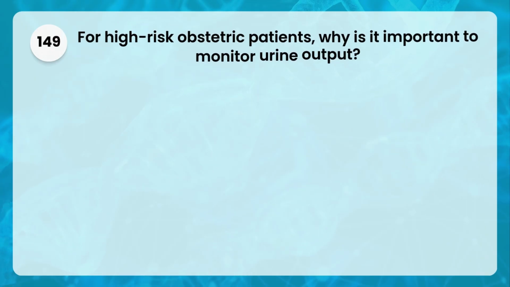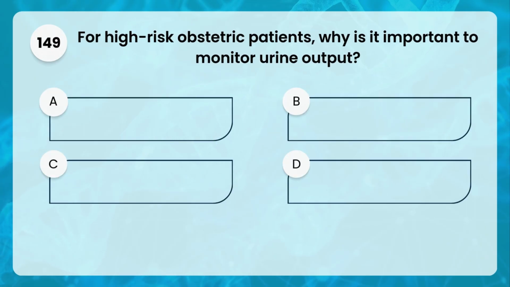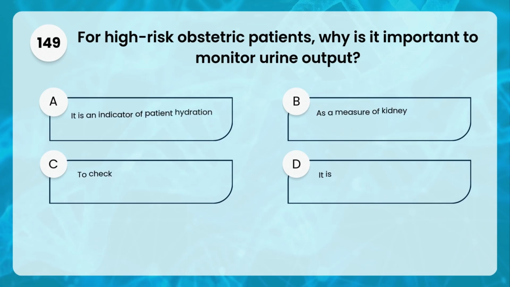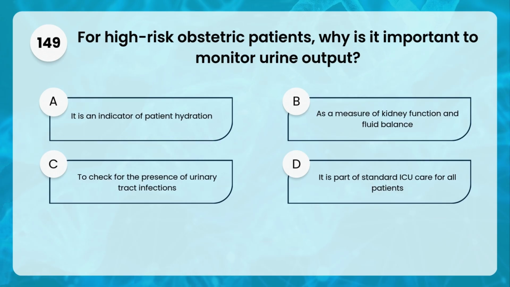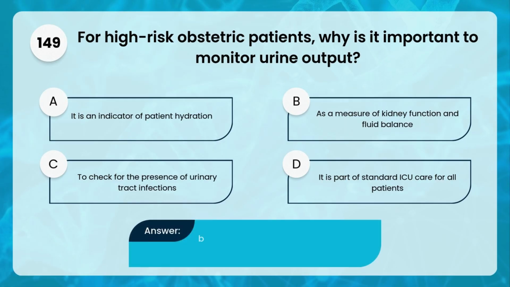149. For high-risk obstetric patients, why is it important to monitor urine output? A. It is an indicator of patient hydration. B. As a measure of kidney function and fluid balance. C. To check for the presence of urinary tract infections. D. It is part of standard ICU care for all patients. The answer is B. As a measure of kidney function and fluid balance.